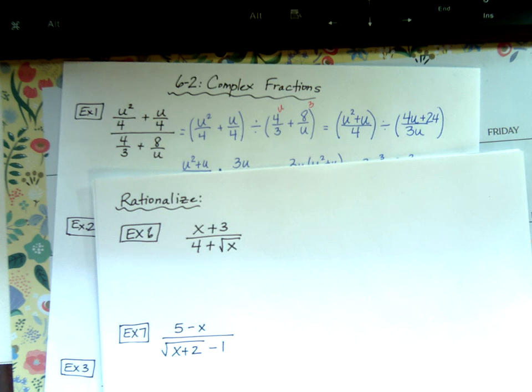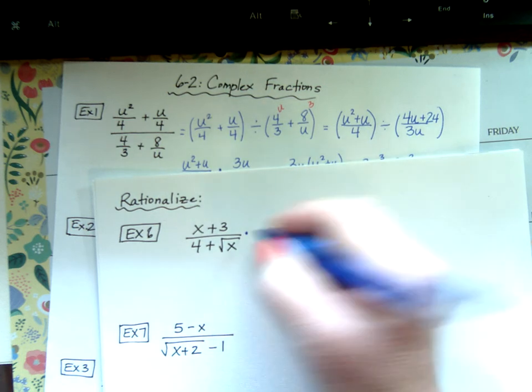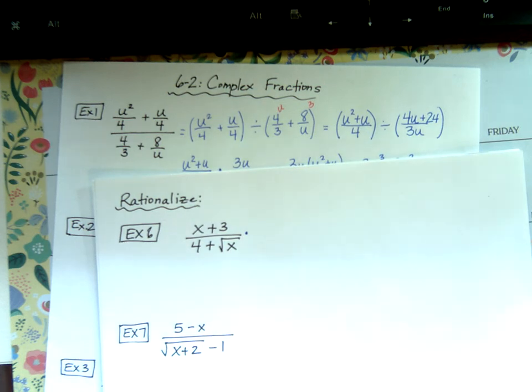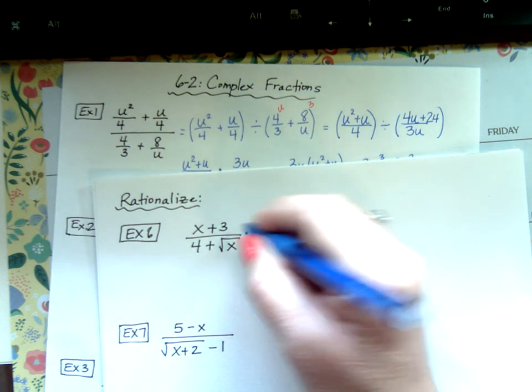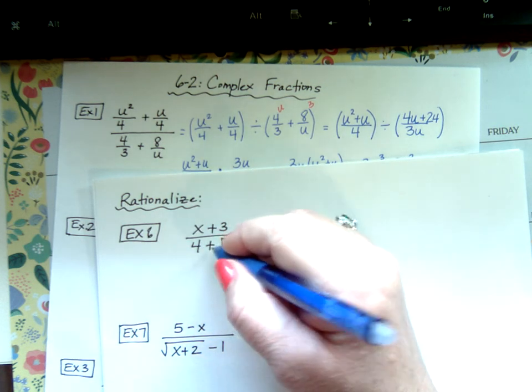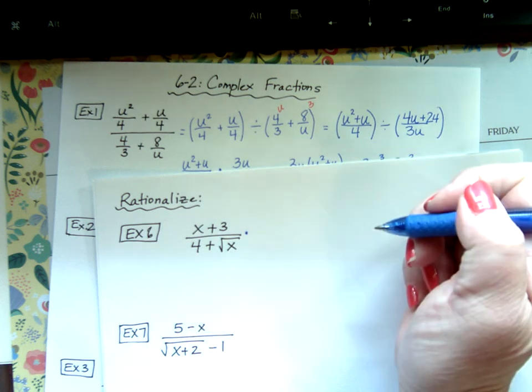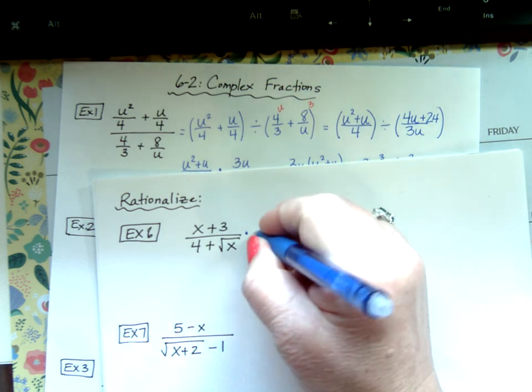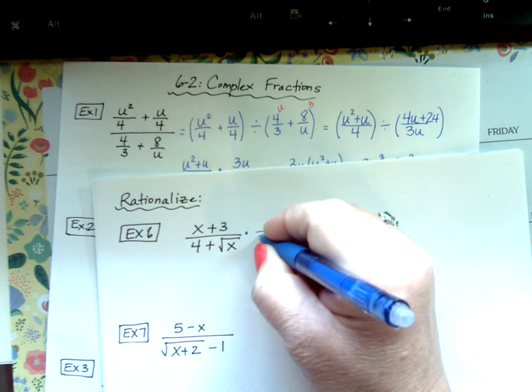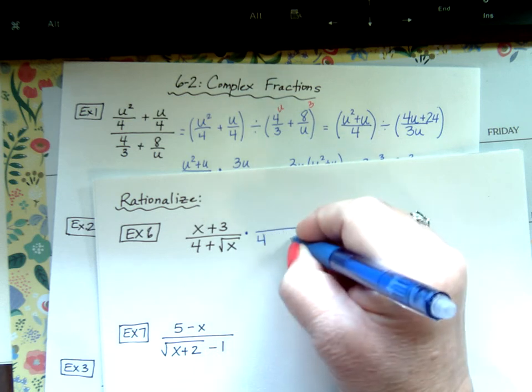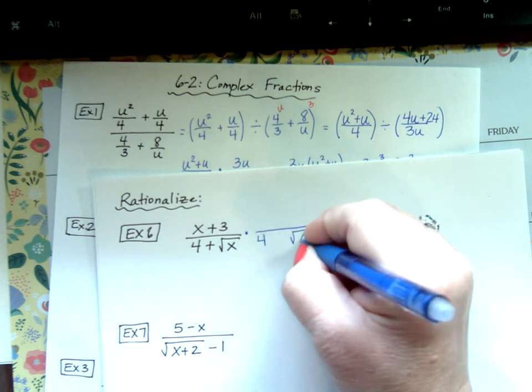So it's all about the denominator. You don't really care about what the numerator is. If you look at the denominator of this guy, it's 4 plus the square root of x. The only way to get rid of that square root of x is to multiply by its conjugate, which means you keep the same pieces. You keep a 4 and you keep a square root of x, but you change the middle sign.